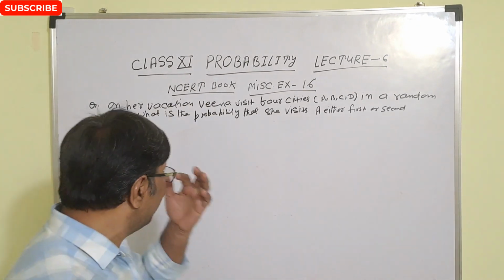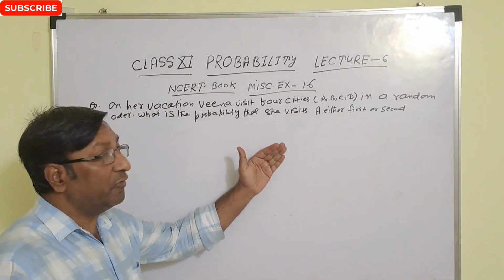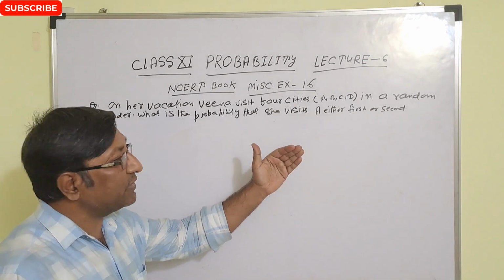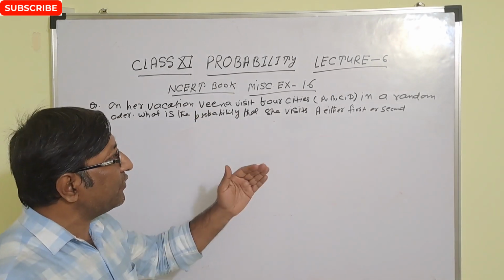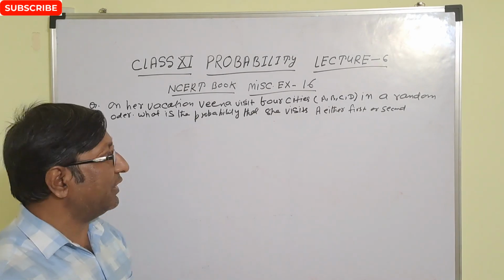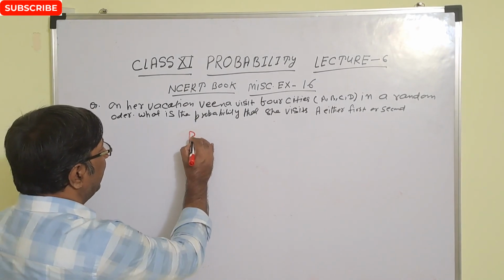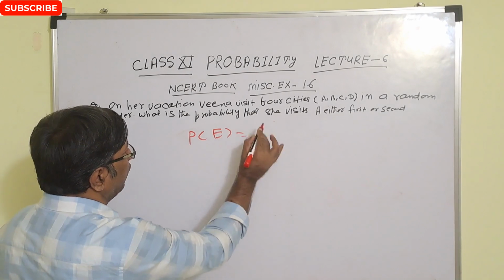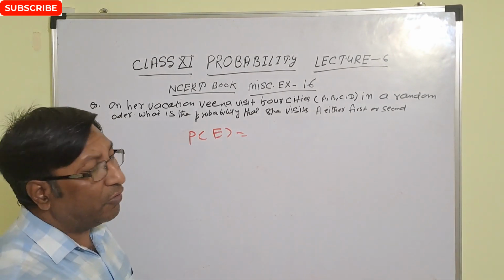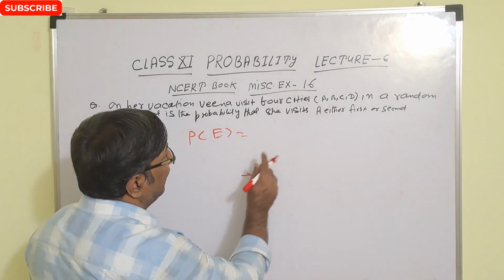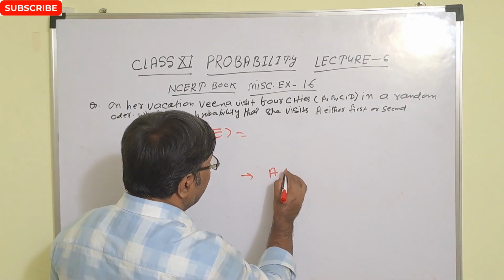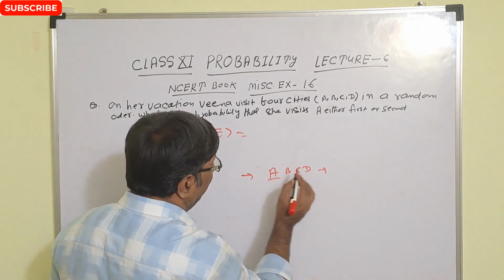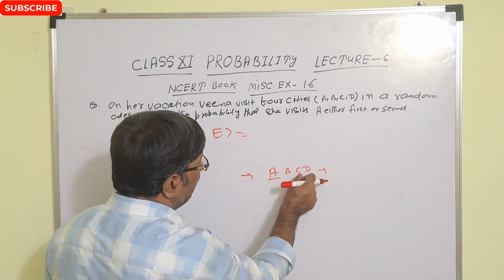Let us see the question. On a vacation, we visit 4 cities A, B, C, D in a random order. What is the probability that she visits A either first or second? Probability of any event equals favorable outcome by total. Favorable outcome: A either first or second. So A first, then this is A, B, C, D. A is fixed, so here 3 choices, 2 choices, 1.